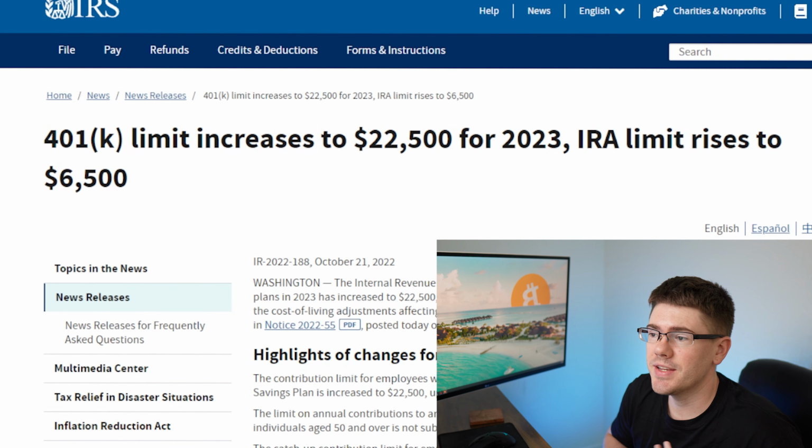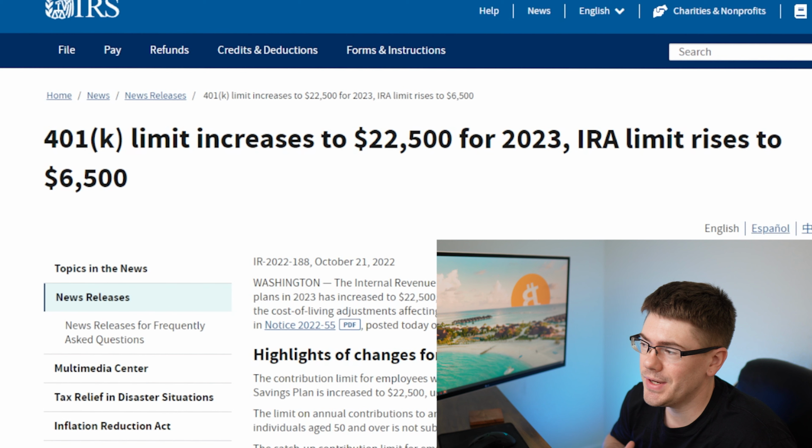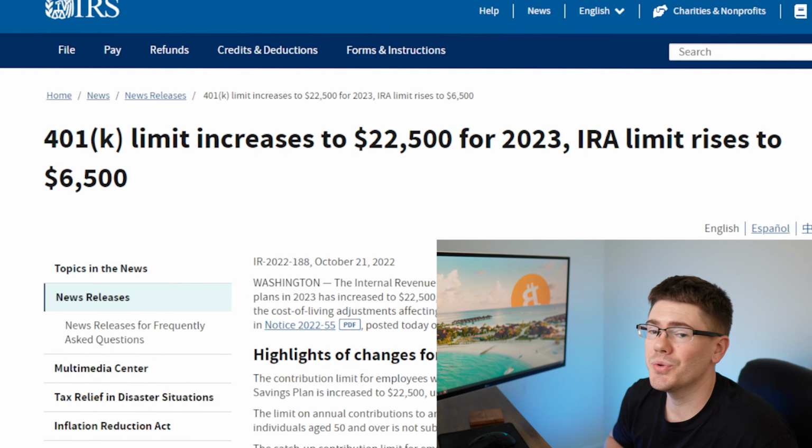So as you can see on the screen, it says 401k limit increases to $22,500 for 2023, and the IRA limit will also increase to $6,500. So we're looking at about a $2,500 increase between your 401k and your IRA.